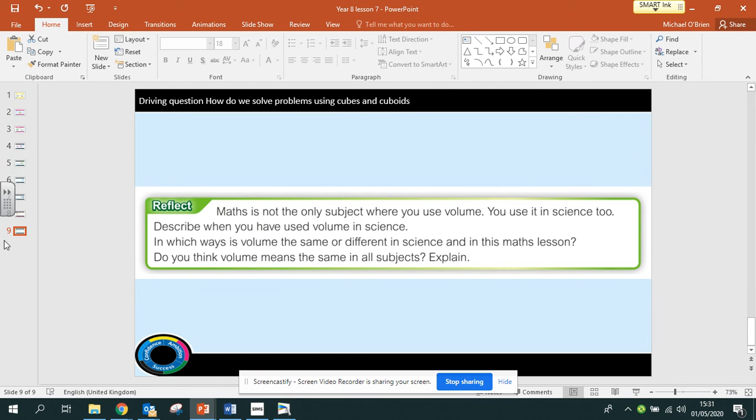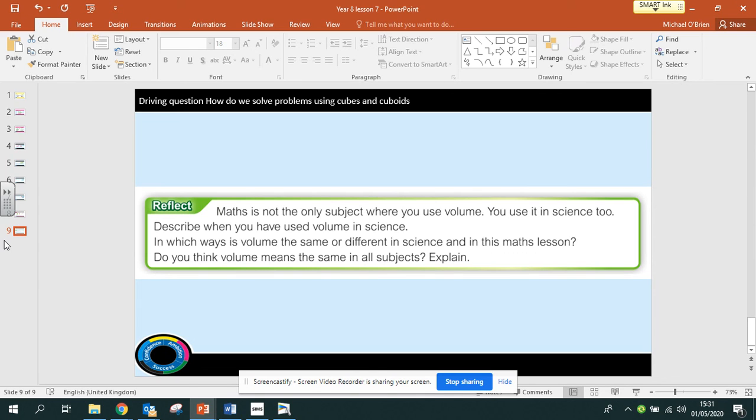Right, we've now reached the last question in this topic. I'm not going to give you the answers to this one, because this one is something that I just want you to think about. Maths is not the only subject that uses volume. I can think of lots. You use it in science too. Describe when you might have used volume in science. So think about your science lessons. What have you ever measured that might need volume? I can think of a few.